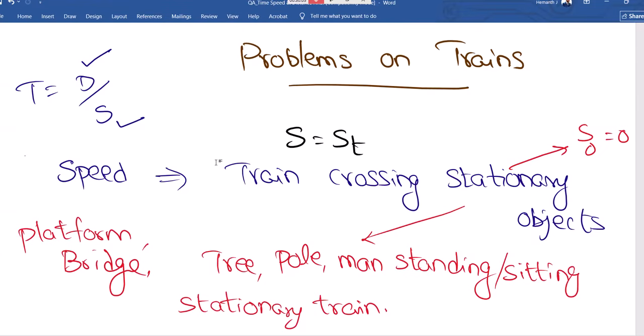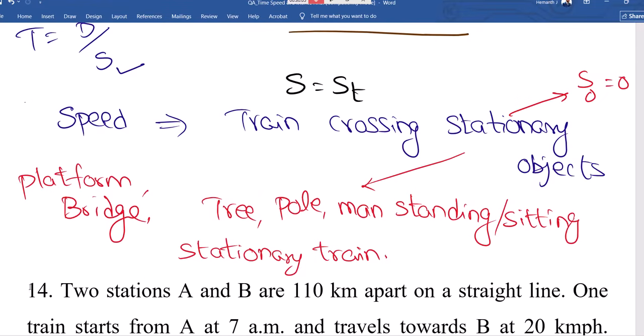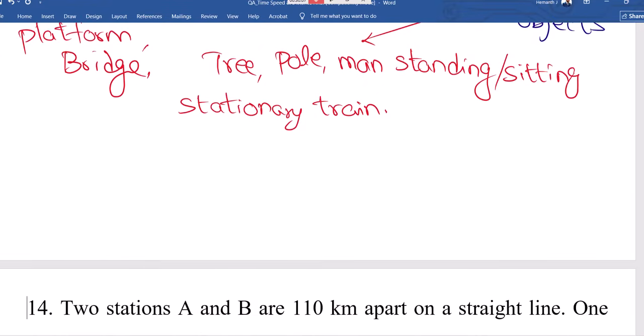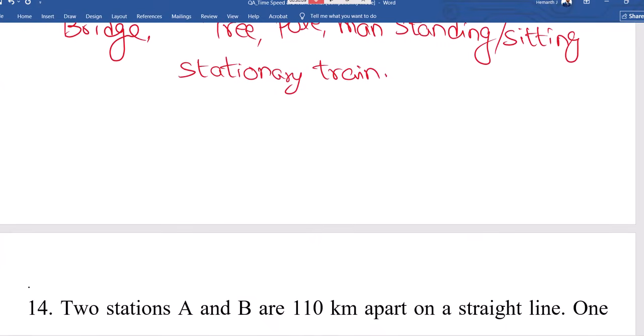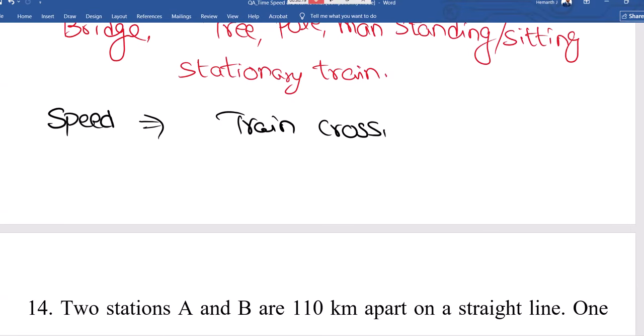Next scenario, again speed related. Now, a train crossing moving objects. When a train is crossing moving objects, then we should focus.